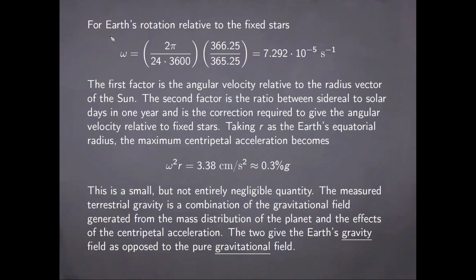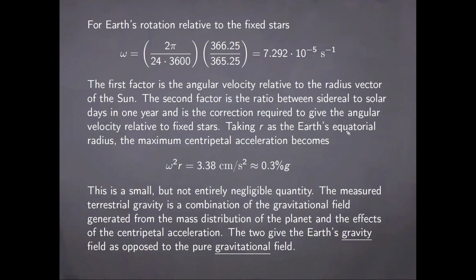In the case of Earth's rotation relative to the fixed stars, the instantaneous angular velocity is numerically given by the result here. So it is quite small, and as you can see, it comes from the product of two factors. The first one is the angular velocity relative to the radius vector of the Sun, and the second factor is the ratio between sidereal and solar days in 1 year, and is the correction required to give the angular velocity relative to fixed stars.